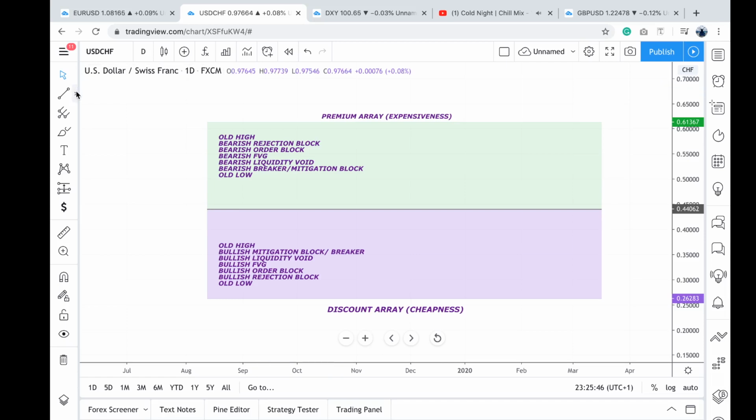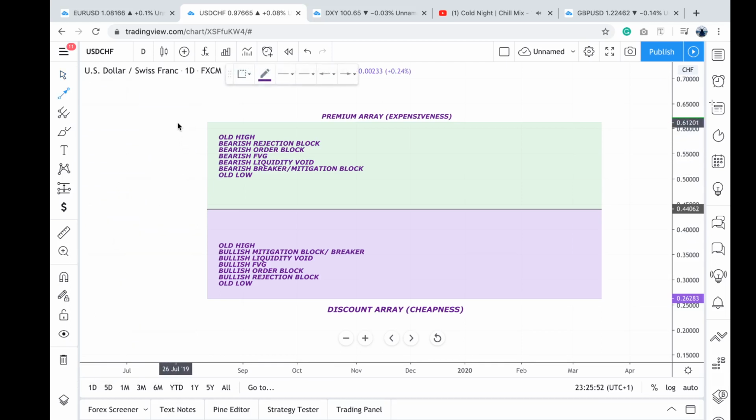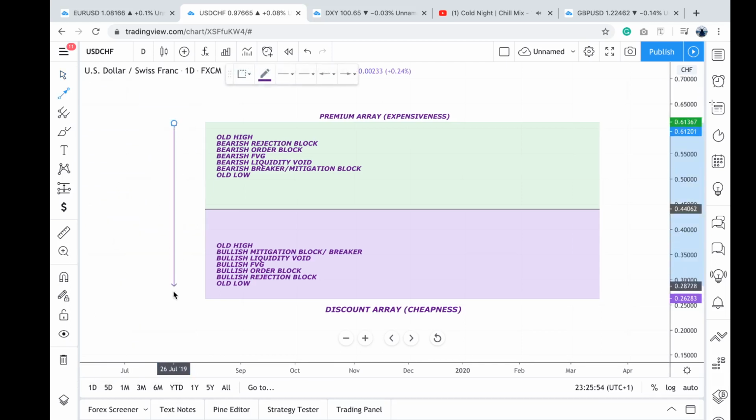Alright, so the first thing we want to do to identify expensiveness and cheapness is to get the concept out of the way real quick. Let's get you to understand the concept of expensiveness and cheapness. So let's take for example you've got an iPhone, an iPhone 11 Pro. Let's say it retails around $1,000.